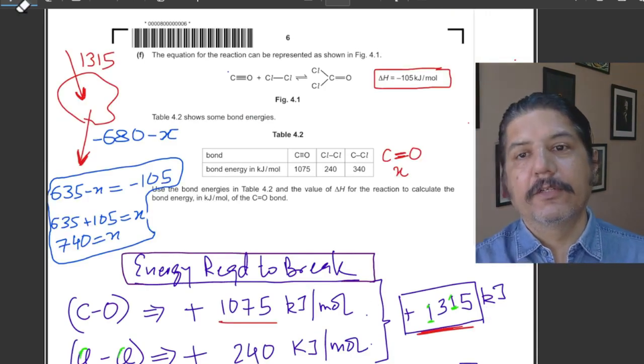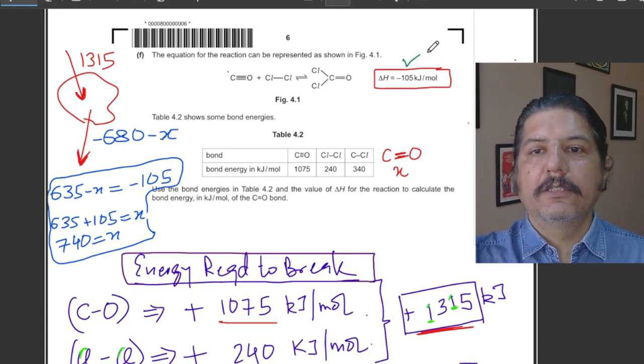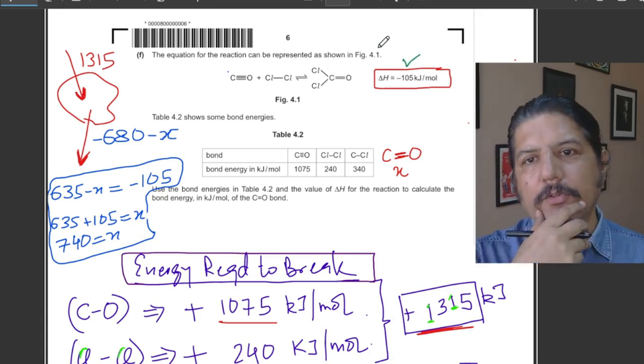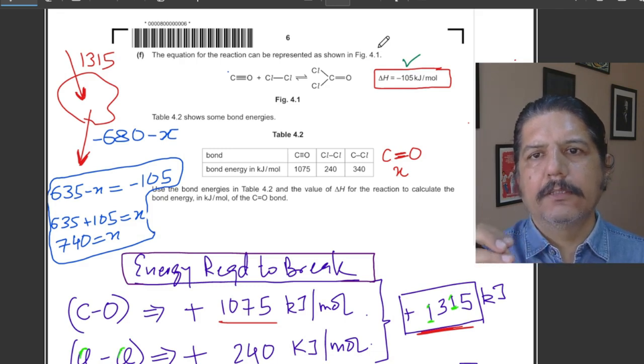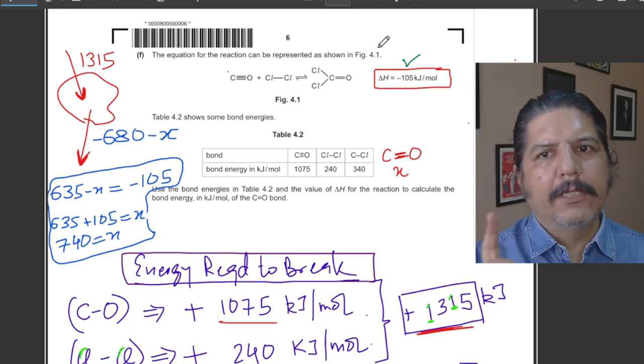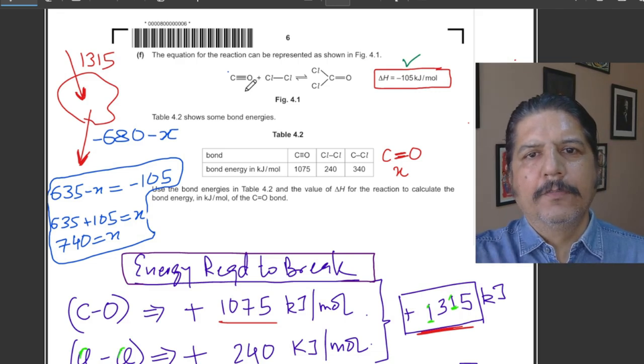This is a pretty interesting question. Very interesting question because here the enthalpy of the reaction is already given. Usually in the rate of reaction calculations, we have to find the enthalpy of the reaction. But here the enthalpy is given. So what is the question about? Let us look at it carefully.